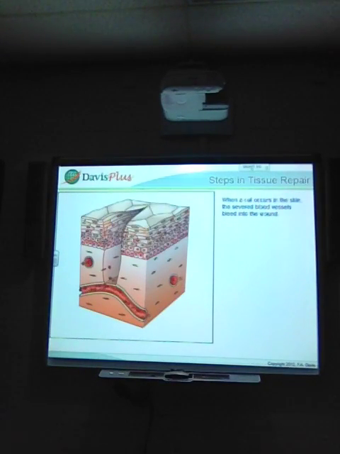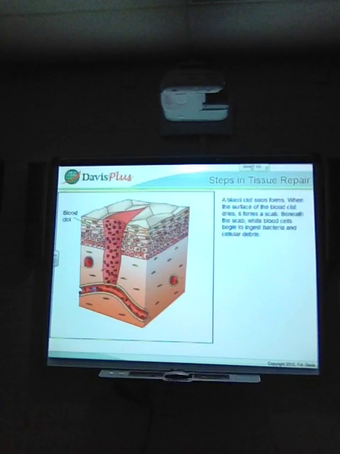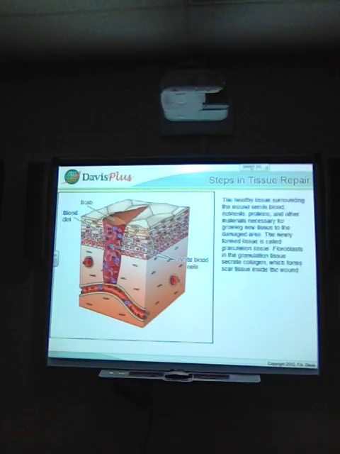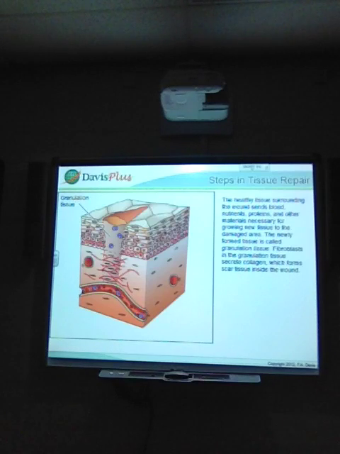When a cut occurs in the skin, the severed blood vessels bleed into the wound. A blood clot soon forms. When the surface of the blood clot dries, it forms a scab. Beneath the scab, white blood cells begin to ingest bacteria and cellular debris. The healthy tissue surrounding the wound sends blood, nutrients, proteins, and other materials necessary for growing new tissue to the damaged area. The newly formed tissue is called granulation tissue.